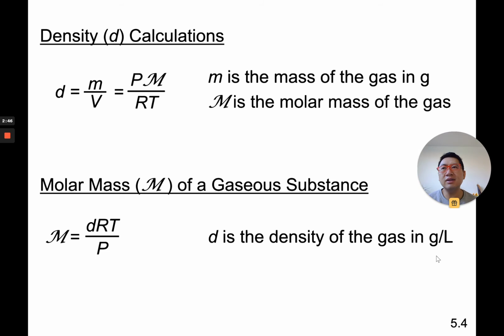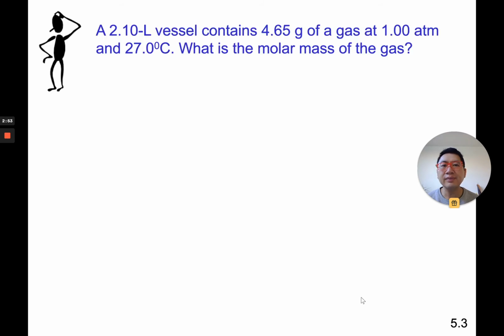Okay, it's probably easier if you just see a sample question. That's what the next slide is, if I can get to it. There we go. A 2.10 liter vessel contains 4.65 grams of a gas at 1 atmosphere and 27 degrees Celsius. What's the molar mass of the gas?